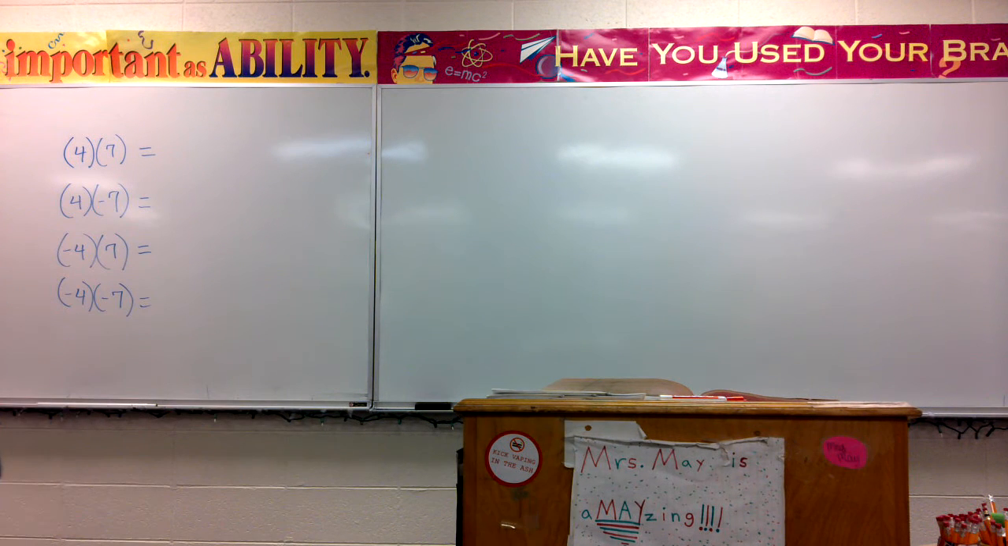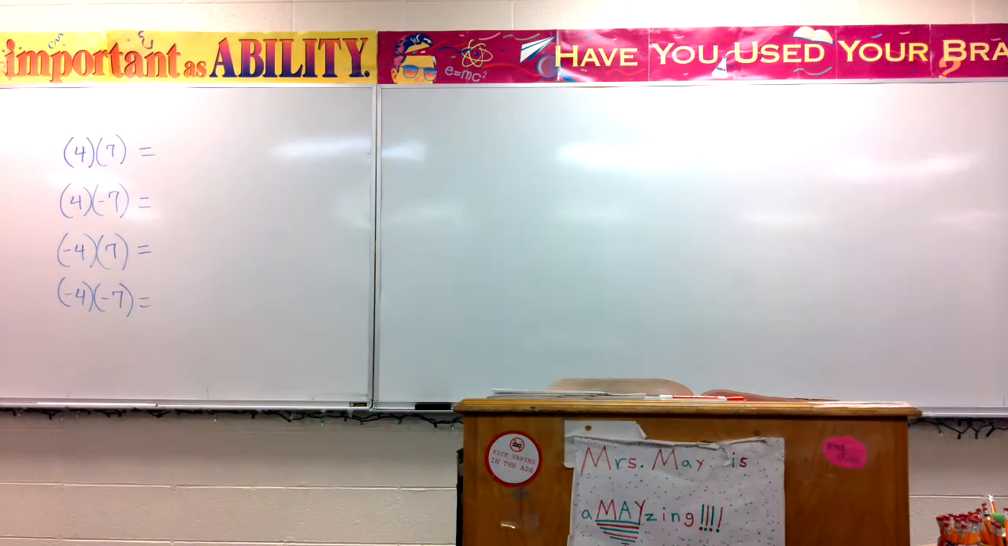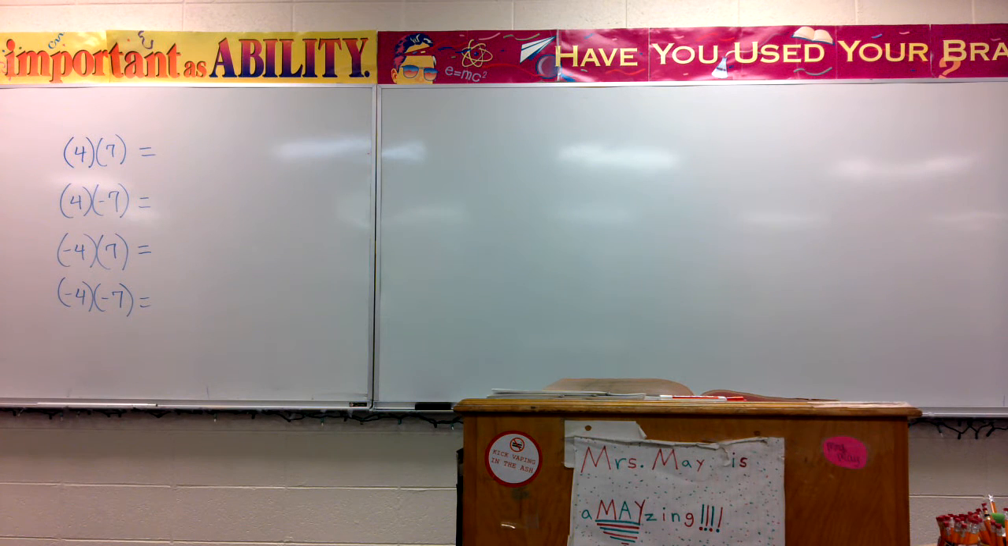Okay, now we're going. So you probably have already had the rules for multiplication, I think. It has to do with what happens when you multiply positives and negatives, and negatives and negatives.